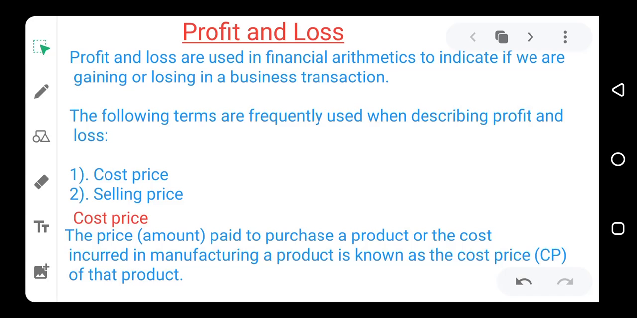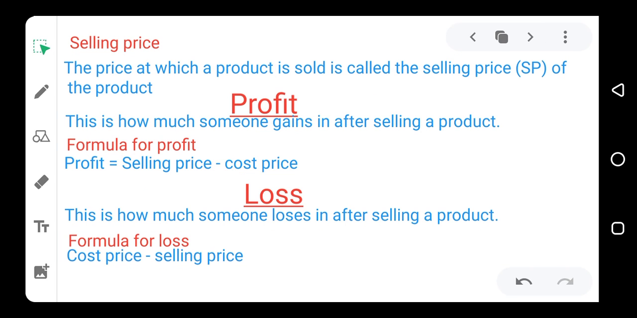Another important term that we use in profit and loss calculation is selling price. The selling price is the amount that the product is sold for. The amount the marketer, the person selling the product, sells the product for is what we call the selling price. So these two terms, the cost price and the selling price, are very important, and we should know their meaning if we must understand how to do calculations in profit and loss.